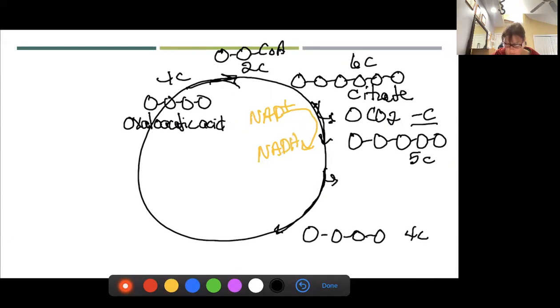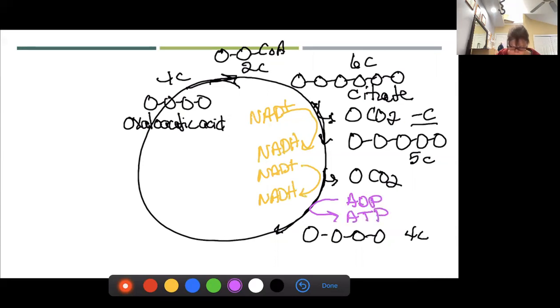So we're going to get rid of a CO2. We're going to reduce our NAD plus, get NADH plus H plus. We are also in this step, we have enough energy to make a molecule of ATP. And then we're going to continue around.